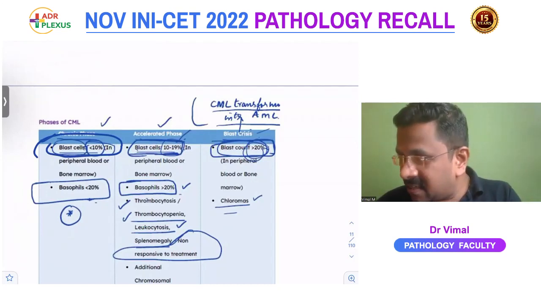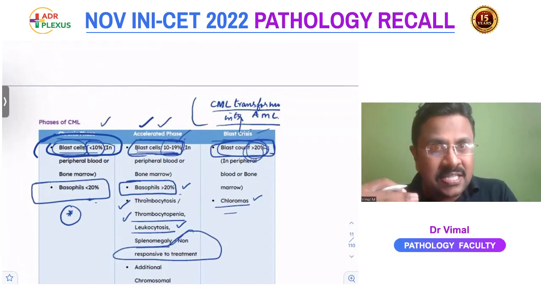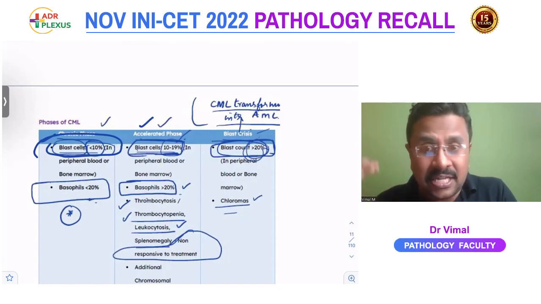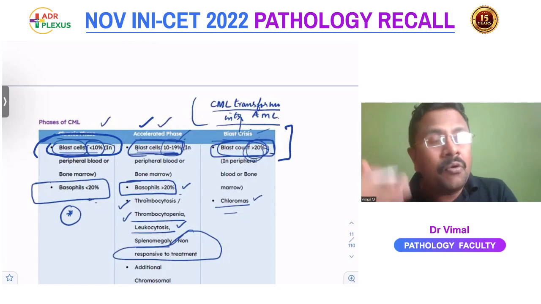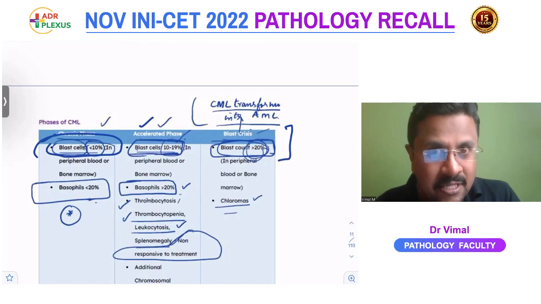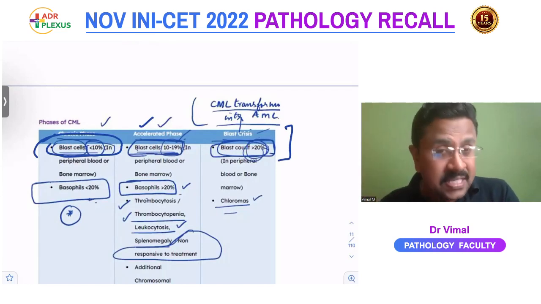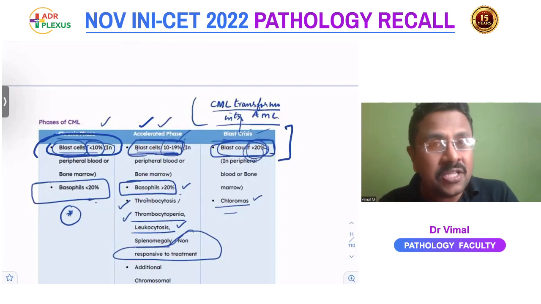Suddenly, in the next phase, what will happen? In the accelerated phase, the blast percentage increases to 10 to 19%. And in the blast crisis, the blast count will be more than 20%, which is called CML transformation into AML. These are the numbers you have to remember, and questions related to this topic can definitely be asked in the next exam.